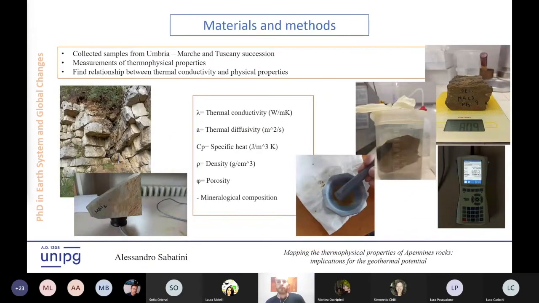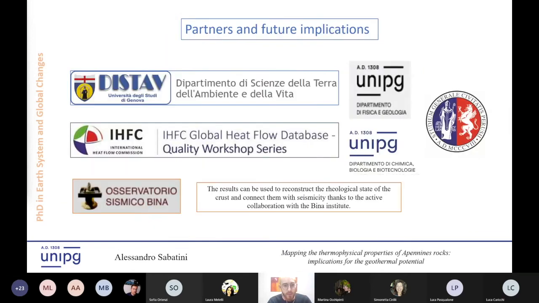Samples will be collected from characteristic formations of the Umbria, Marche, and Tuscany succession, and measured for properties like thermal conductivity, thermal diffusivity, specific heat, density, porosity, and mineralogical composition. Porosity values can also be useful to get an indication of the circulation of possible geothermal fluids.